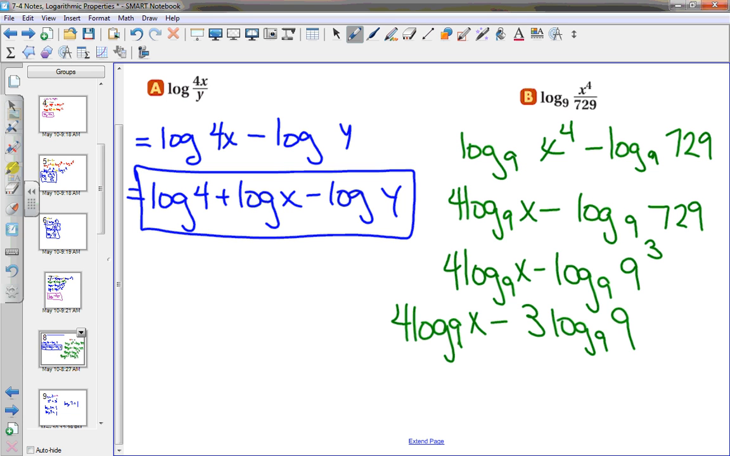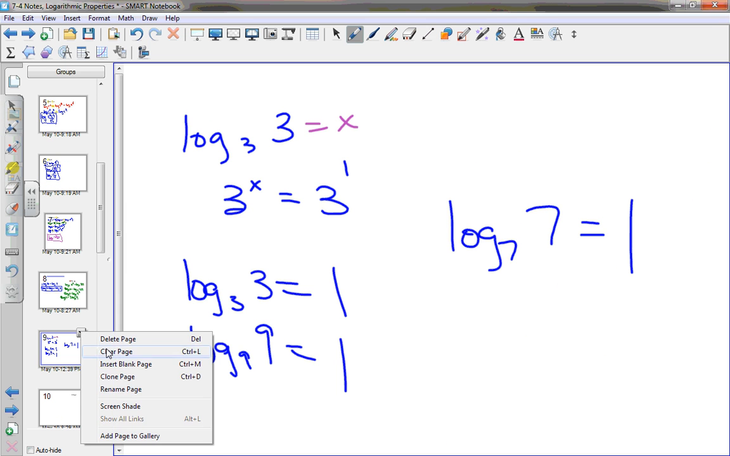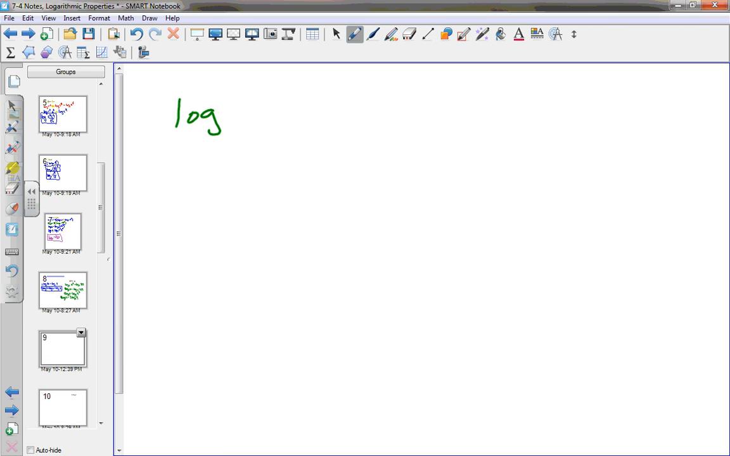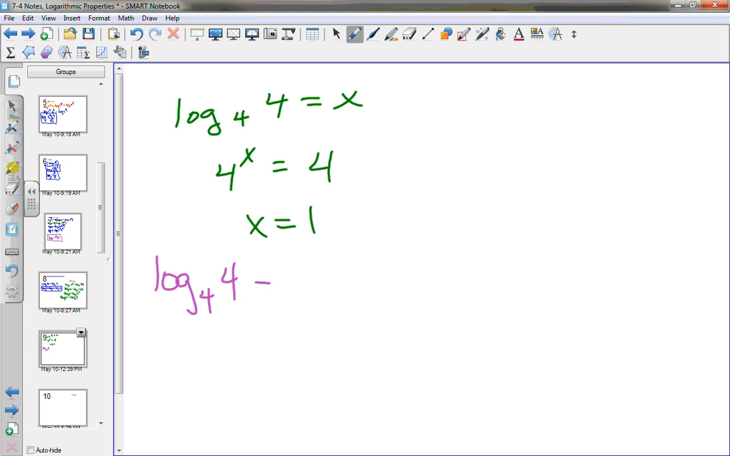So now my question to you is, doesn't this look somewhat humorous to you? Because it does to me. If I have log base 4 of 4 is equal to x, how do I write that as an exponential? 4 to the x is equal to 4. What would that imply? That x is 1. So that means log base 4 of 4 is 1, which means log base 5 of 5 is 1, which means log base 9 of 9 is 1.